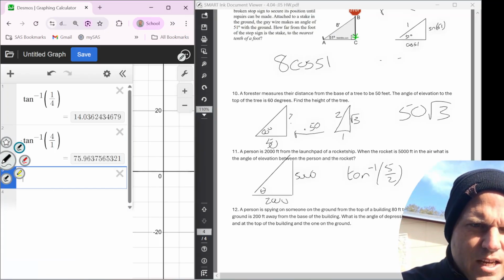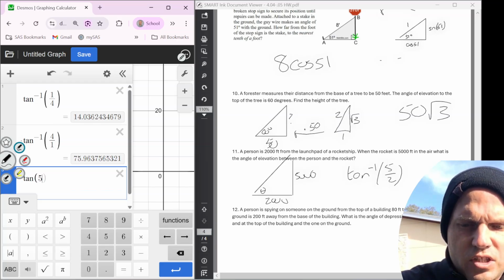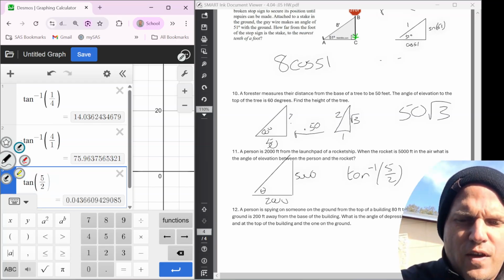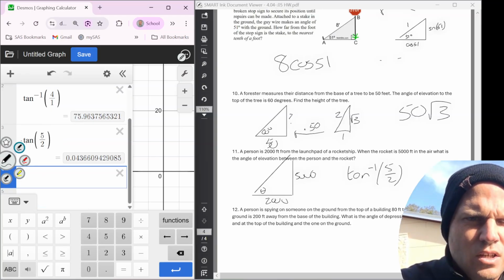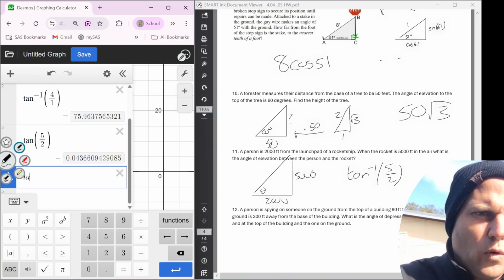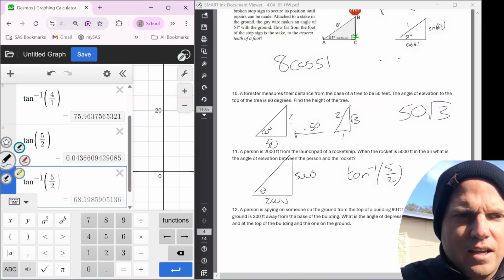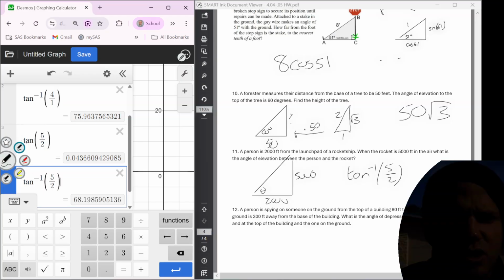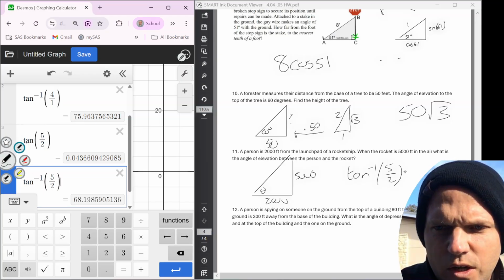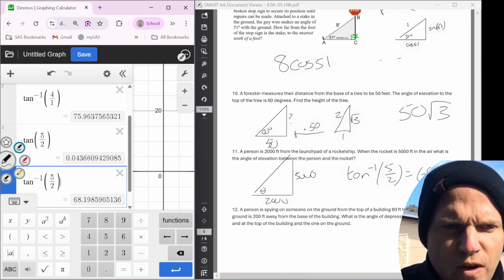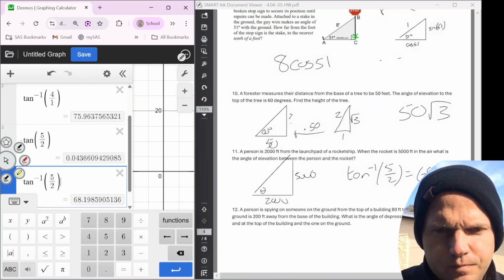Remember, you would not type in tangent 5/2, because this is actually treating 5/2 as an angle measurement. So you don't want 0.043. We want tan inverse: plug in a ratio, get an angle, versus plug in an angle, get a ratio, the other way around. So I can see tan inverse of 5/2 is 68.19.